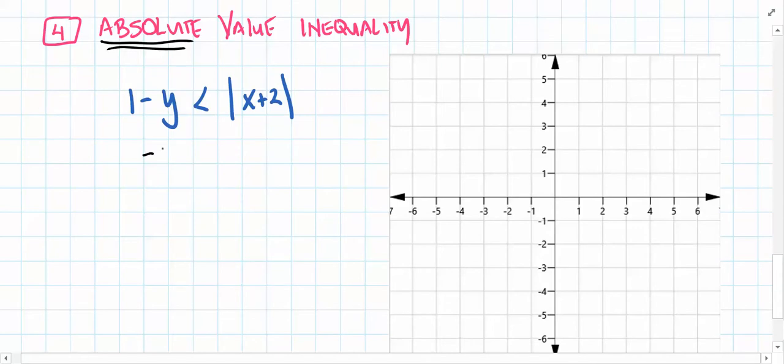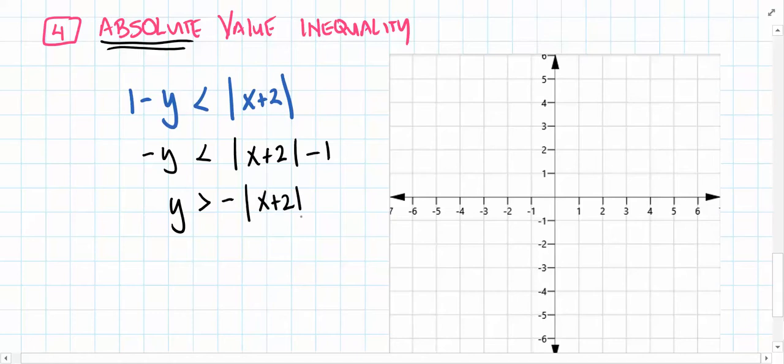So I'd get negative y is less than the absolute value of x plus 2, and then I would subtract 1 here. And then I don't want negative y, I actually want y. So if I multiply the entire thing by negative 1, we get this. Y is now greater than, don't forget to reverse the inequality sign, negative absolute value of x plus 2, and then a plus 1. All right, so this is a useful form for us because the vertex now is at the point negative 2, comma 1.